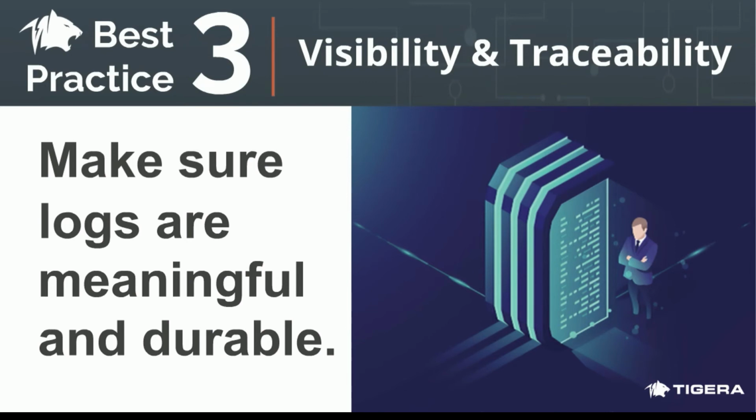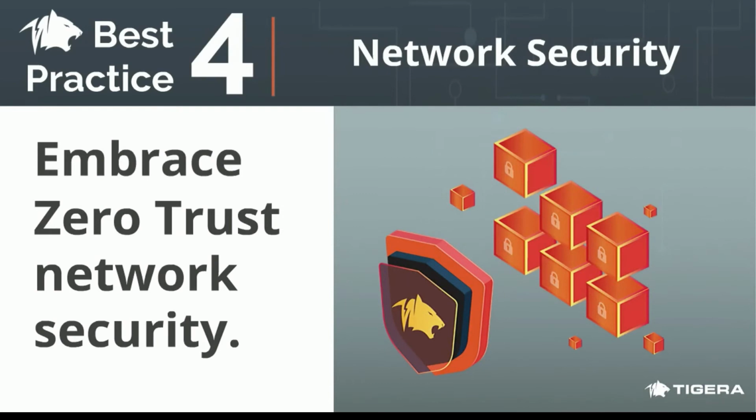If we go to the fourth item, we need to embrace zero trust network security. And this is going to sound like a broken record because everyone talks about zero trust security. But what we mean by this is we have to assume that you have one or more compromises in your network.